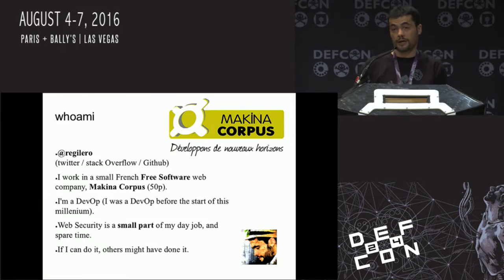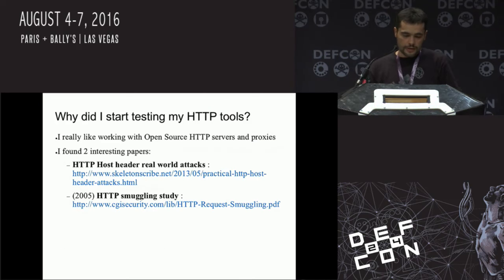So who am I? Regilero, because it's French. It's not Wookiee, but maybe sometimes you won't understand my words. I work at a very small French free software web company called Machina Corpus, 50 people. I'm a DevOps. I've always been a DevOps, so it means I'm a sysadmin and I'm a developer. Web security is just a very small part of my job, and it's part of my spare time also. This is important because if I can do it in my spare time, some other people might be doing it better than me.